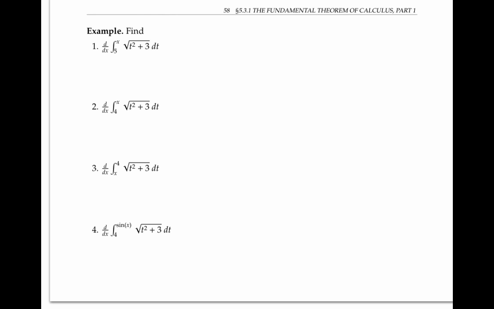The fundamental theorem of calculus tells us that this expression here, thought of as a function of x, is differentiable, and its derivative is just the integrand function evaluated at x. This is great. We don't have to do any work here at all to evaluate the derivative. We just plug in x where we see the t here. The derivative in the second expression is also the square root of x squared plus 3.